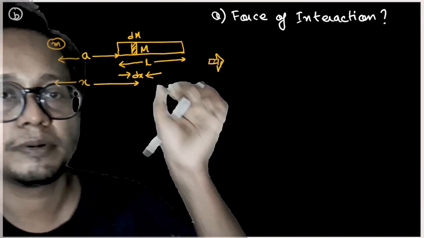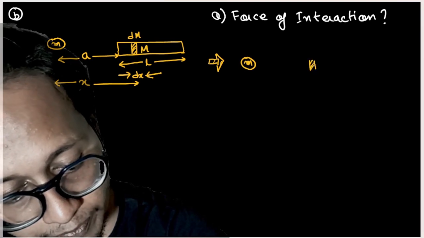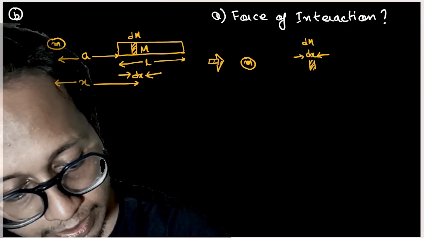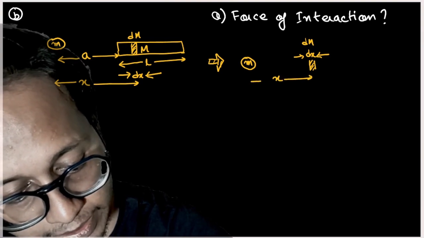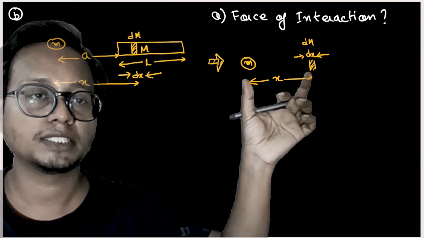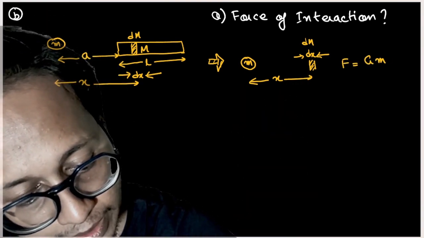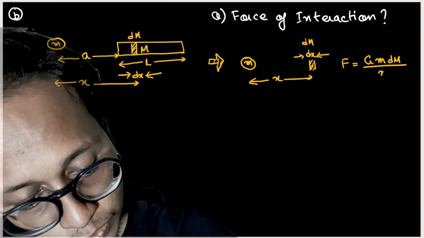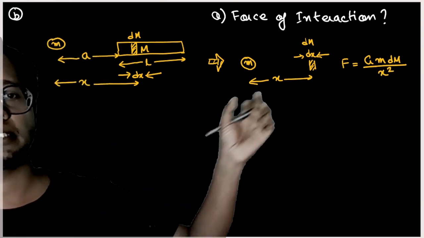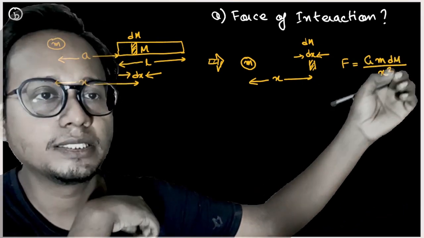What I did out here is I took an elemental strip, isn't it? And now what I'm asking is, for an elemental strip of thickness dx and mass dm, separated by distance x, what is the force of interaction between these two masses? The force of interaction is nothing but G mass m into dm by x square, isn't it? This is the force of interaction, no? Now you have to somehow see the question out here is solved.